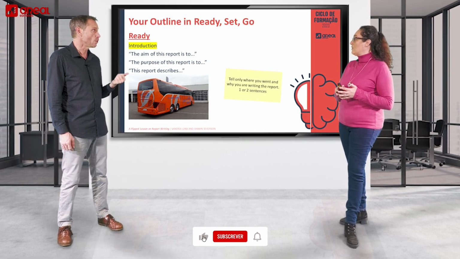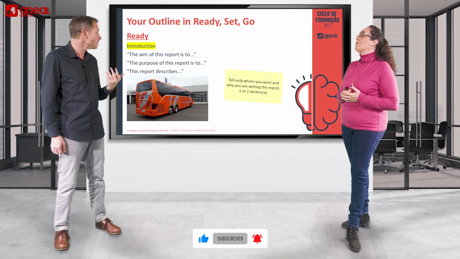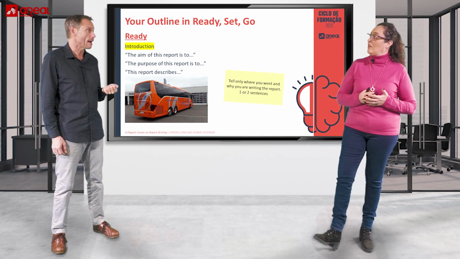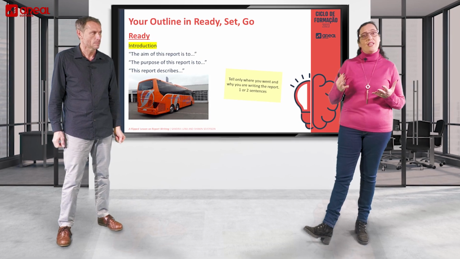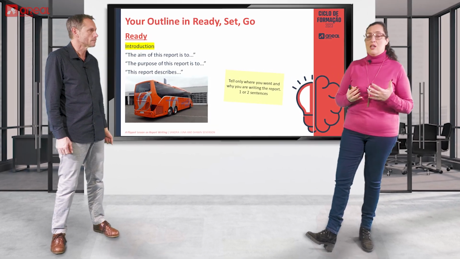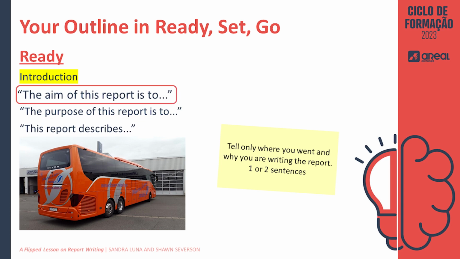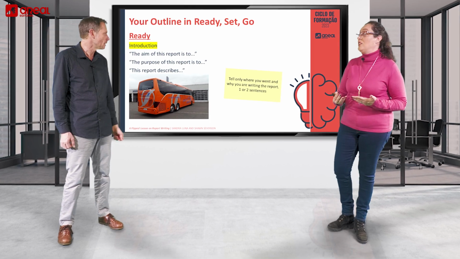So, let's go to ready then. That's the introduction, right, Shawn? Yeah, the introduction tells what I did. We have some phrases, right, Sandra? Yes, but basically in the introduction, you're going to describe the situation and what you did. And you're not going to make it long. 2 or 3 sentences are enough. So things like this report describes, or the aim of this report is to. These are the expressions that you use in the beginning.